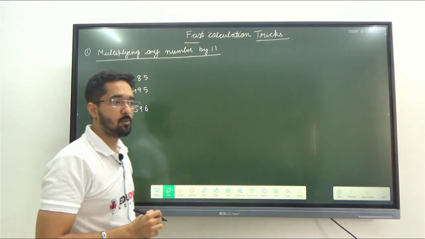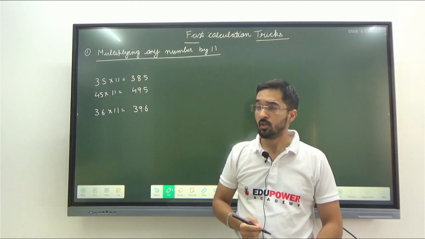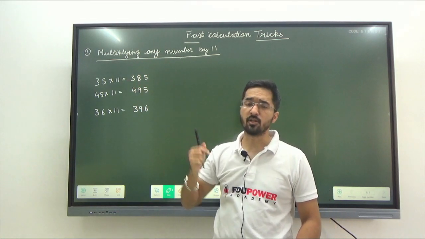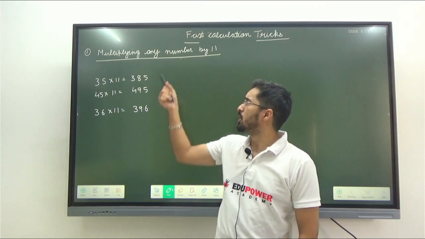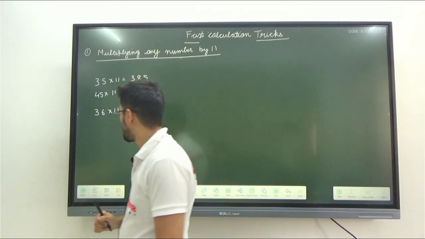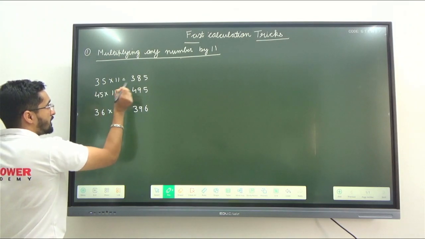How was I able to get the answer within a fraction of a second? What is the trick behind it? This trick has to be applied when you have to multiply any number. Any number means it can be a 2-digit number, 3-digit number, 4-digit number, 5-digit number. Any number you have to multiply by 11. So there is a trick of finding the answer. Now what is this trick? See, the trick is, 35 when we multiply by 11.